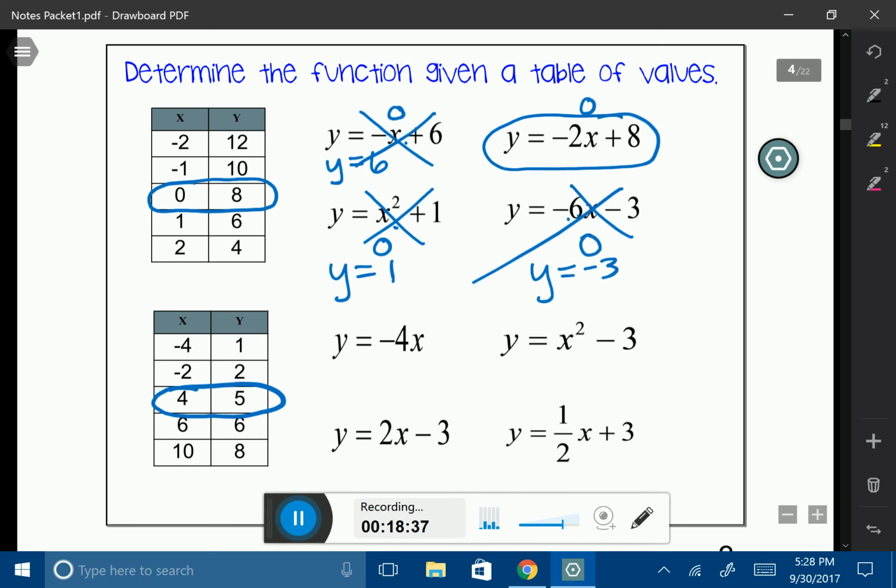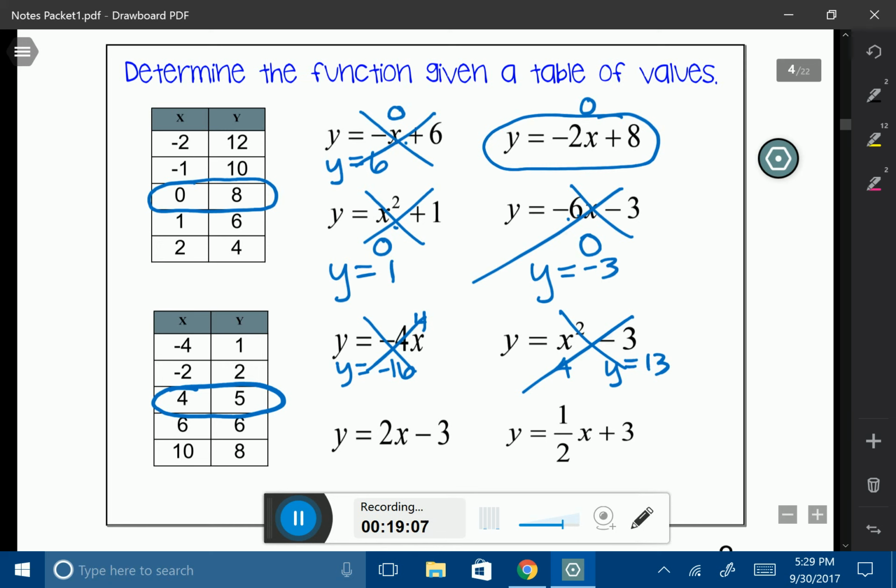So when I substitute an X value of 4 in, I want my Y value to equal 5. So let's look at the first equation. Y equals -4x. Well, -4 times 4 is going to give me -16, which is not correct. Okay, let's look at the next one. Y equals X squared minus 3. All right, well, if I put a 4 in there, it's going to be 4 squared, which is 16. And if I subtract 3 from that, it's going to give me Y equals 13. Well, that's not right either.